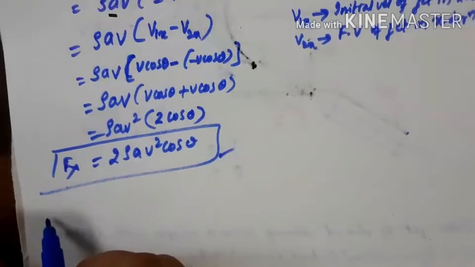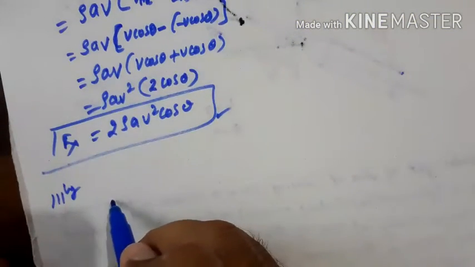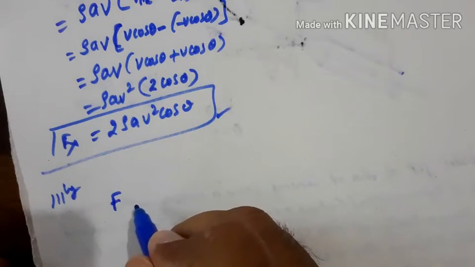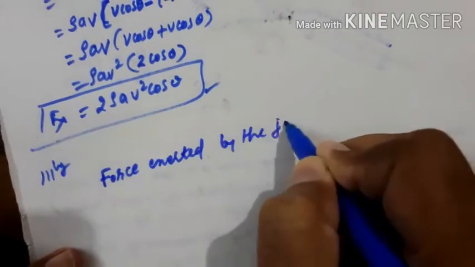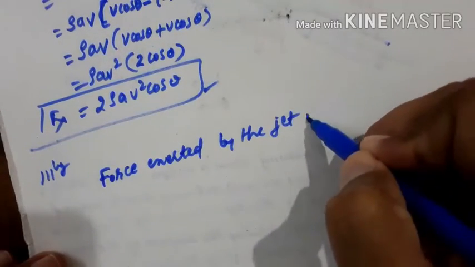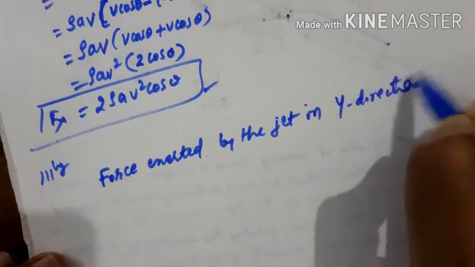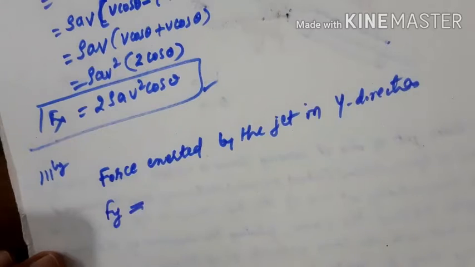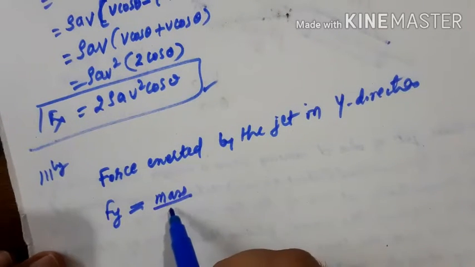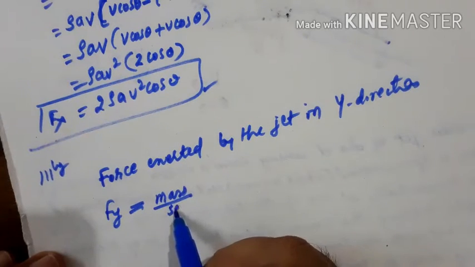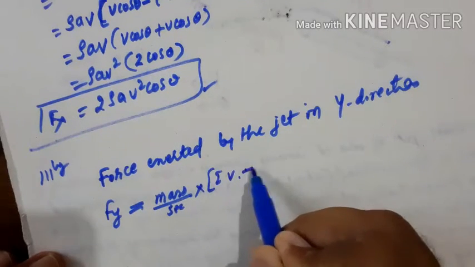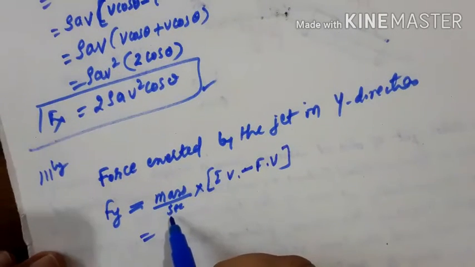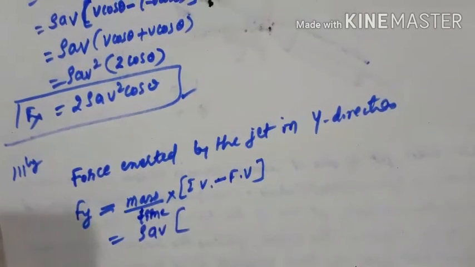This is the formula. Similarly, the force exerted by the jet in the y direction: how can I write it? Fy equals, again, mass flow rate, that is mass per second, into initial velocity minus final velocity. Mass flow rate is mass by time, which is written as rho a v. Then we take the initial velocity in the y direction.